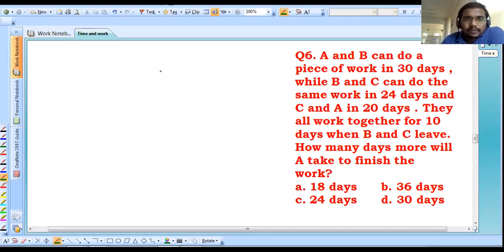So see this question here. One thing I want to say, a few students first they will read the question. A and B can do a piece of work in 30 days. B and C can do the same work in 24 days. And C and A complete the work in 20 days. They all work together for 10 days. B and C leave. How many more days will A take to finish the work?